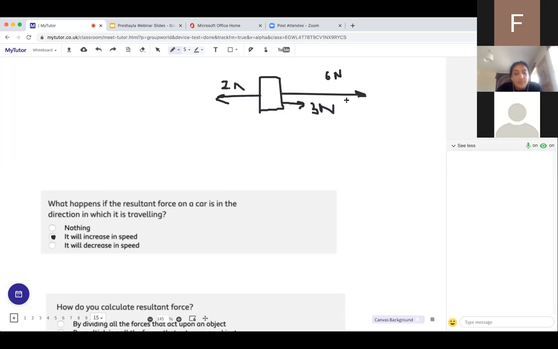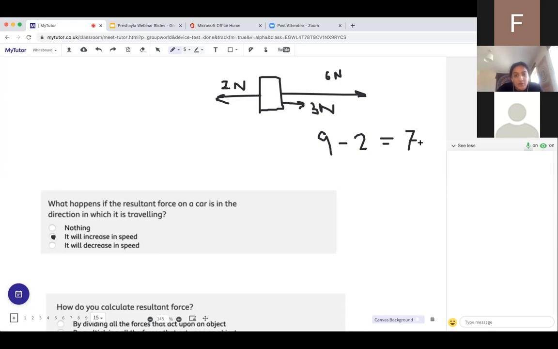Okay, so we do this by adding up all the forces. We're going to add the forces in one direction and take away the forces in the other direction. So 6 and 3 is 9, but then we have a force acting in the opposite direction, so we have to take it away. So 9 minus 2 is 7.